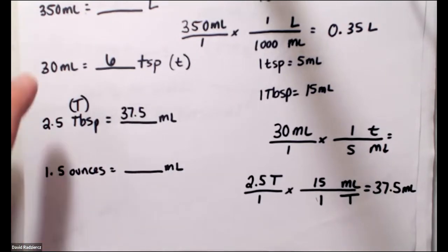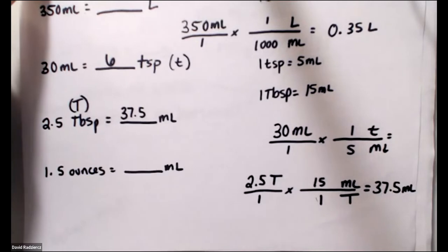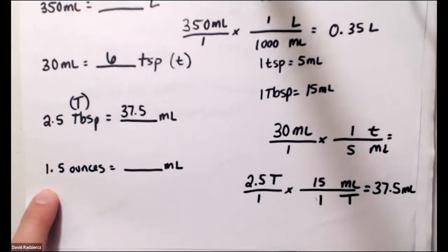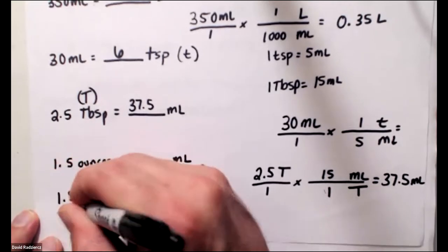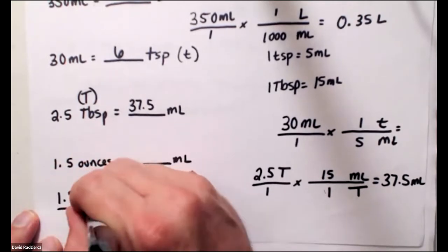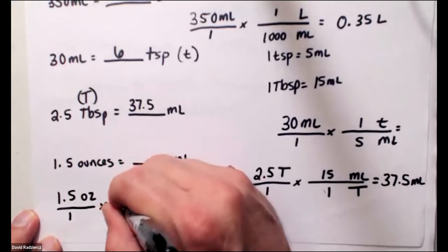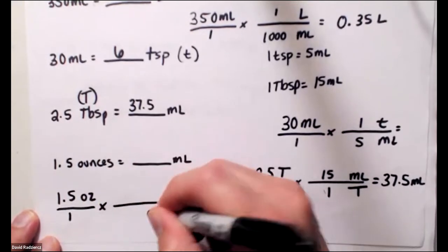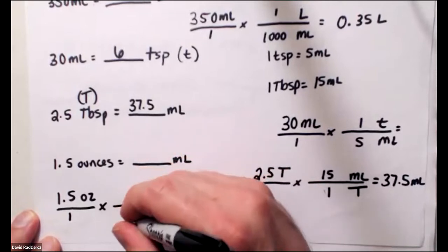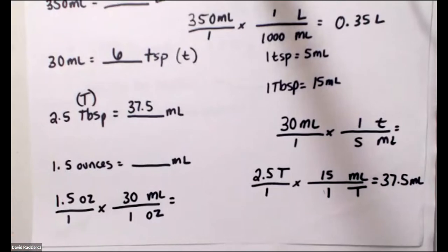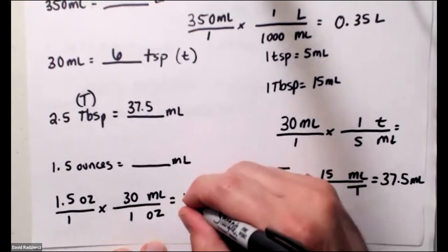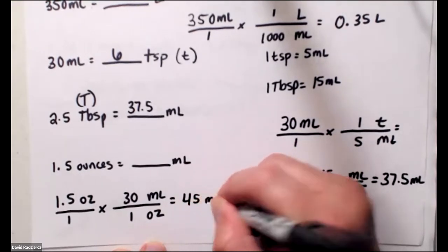And then last, this is a reverse of the first one we did, the 200 milliliters to ounces. Now it says we have 1.5 ounces to milliliters. I'm going to take my 1.5 ounce. Again, I don't want ounce, I want milliliters. And I know that 1 ounce is equivalent to 30 milliliters. So 1.5 times 30 is 45 milliliters.